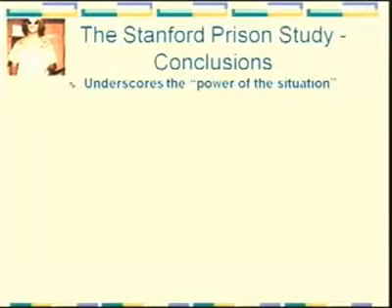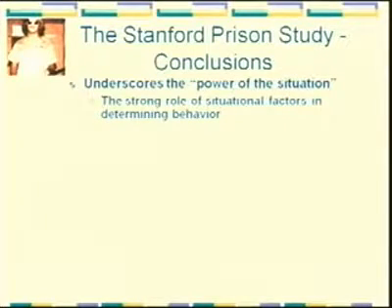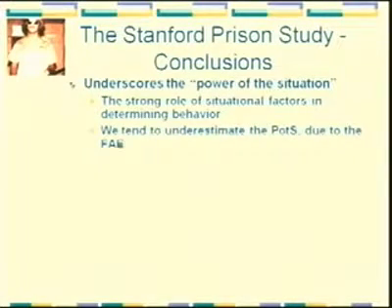The Stanford prison study underscores the power of the situation. So what do we mean by that? We mean that there's a strong role of situational factors in determining behavior. You know, this whole screed that I went off on in the middle of the lecture today about how if you wanted to know if somebody would obey in the Milgram experiment, what would you want to know? Their personality or what condition they were in? And you'd want to know what condition they were assigned to. Well, that's the same idea as the power of the situation. This is this idea that the situation looms large in determining human behavior.